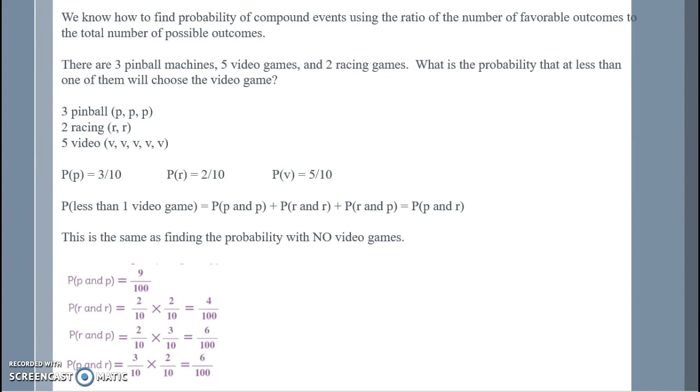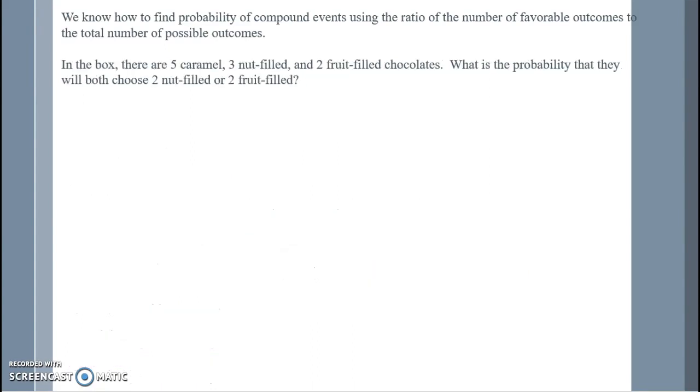So the probability of getting pinball and pinball we know is 9/100. Racing and racing, 2/10 times 2/10, which is 4/100. Racing and pinball, 6/100. And pinball and racing is also 6/100. So we add them together. 9/100 plus 4/100 plus 6/100 plus 6/100 is 25/100 or 25% probability that they will choose no video games.